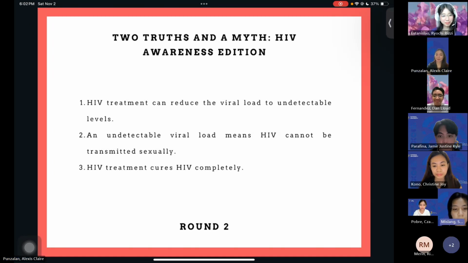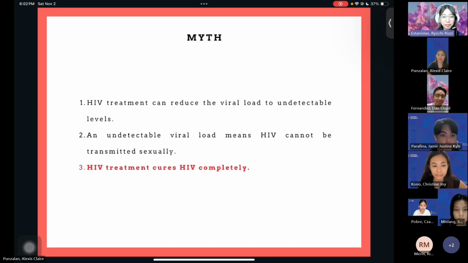I believe statement 3 is the myth because HIV is not curable. You got it right. The myth is statement 3. HIV treatment does not cure HIV. It manages it by reducing the viral load. This emphasizes the importance of understanding treatment as part of ongoing health management rather than a complete cure.